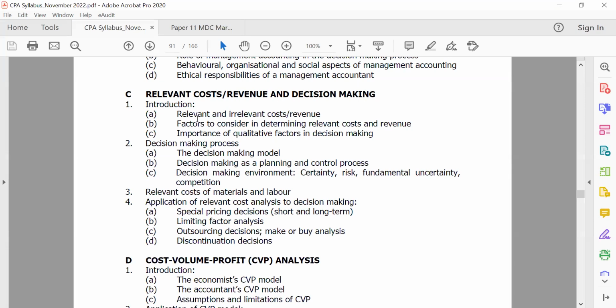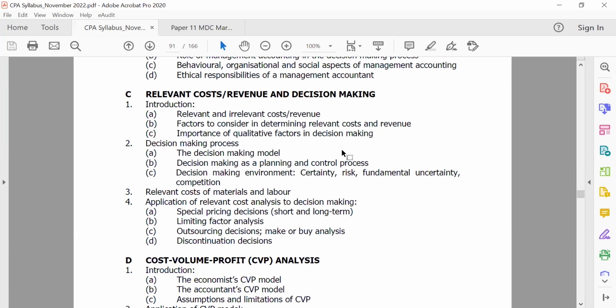So that's important. And then, of course, I was on relevant cost and revenue for decision making. So we'll look at relevant and irrelevant costs, which I was trying to hint about, and also look at what factors we use to determine relevant costs. Okay, this is important.